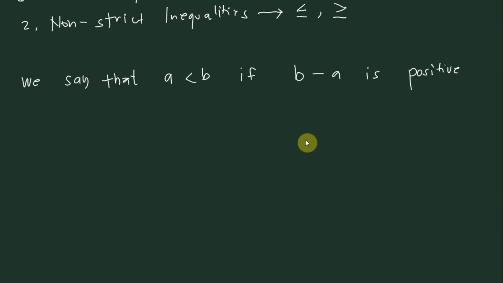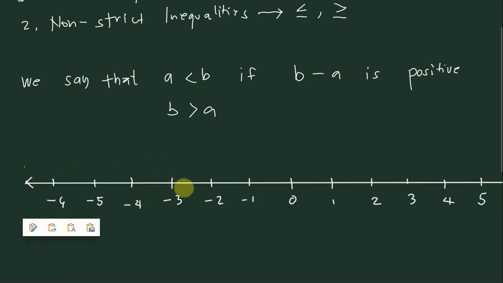Let's say we have real numbers a and b. We say that a is less than b if b minus a is positive. Take note that a less than b is also equivalent to saying that b is greater than a. Let's take a look at that in the real number line.